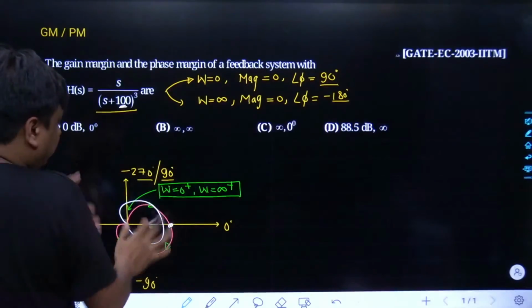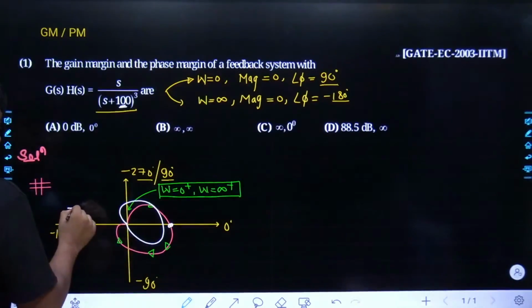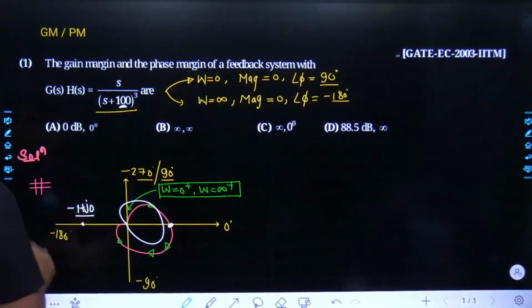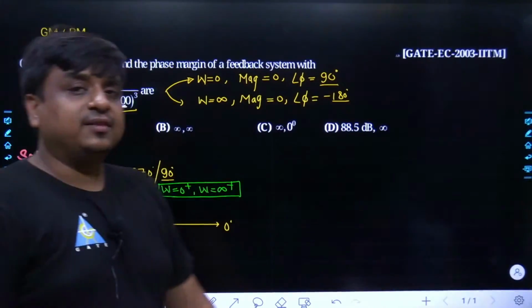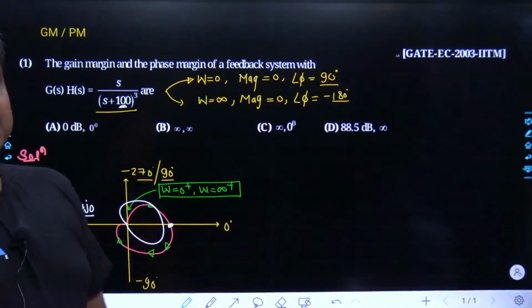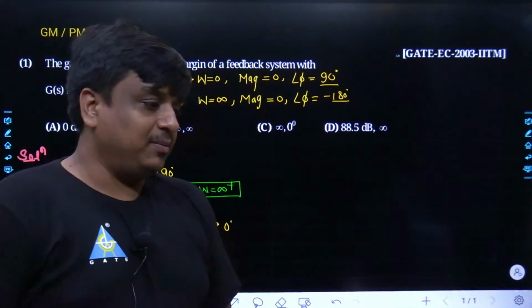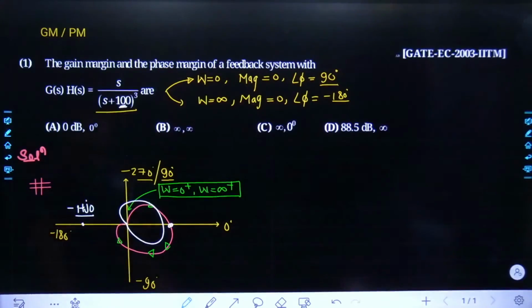And once you rotate from its place, the point minus 1 plus j0 would not be encircled. And as minus 1 plus j0 is not getting encircled, forget about the gain margin and the phase margin being a finite value. The value is simply going to be infinity.